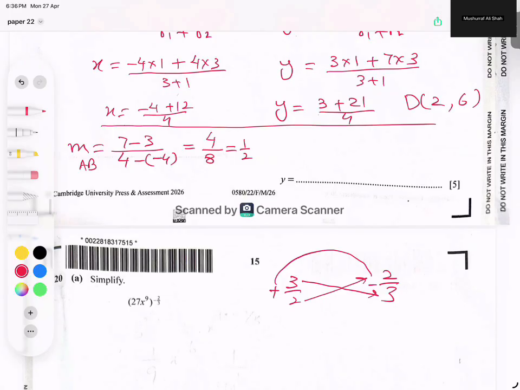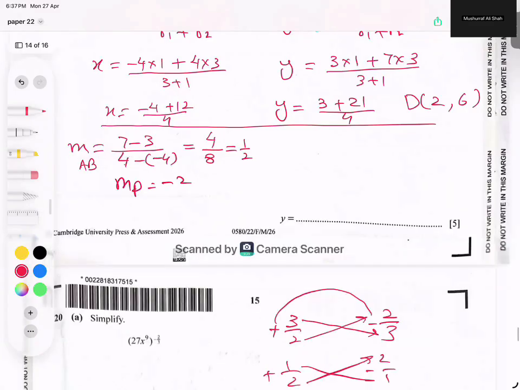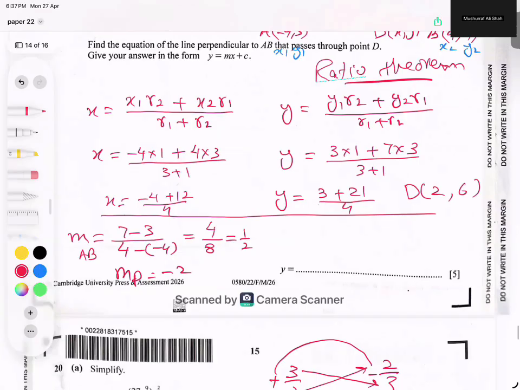Okay, what about half? 2 will go up, 2 and 1 will go down, and the sign is positive, so it will become negative. So I'm getting the gradient of the other, perpendicular line as -2. I think this part is very clear, how I got -2. And now he's asking: find the equation of the line which is perpendicular to AB and passes through point D.